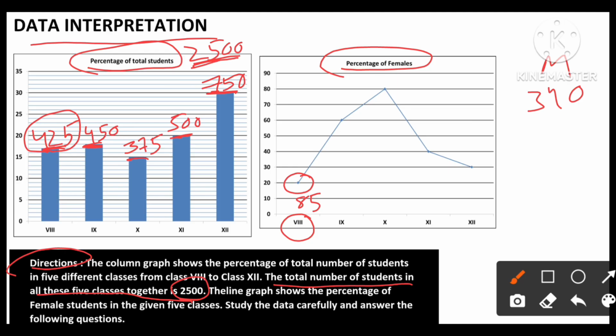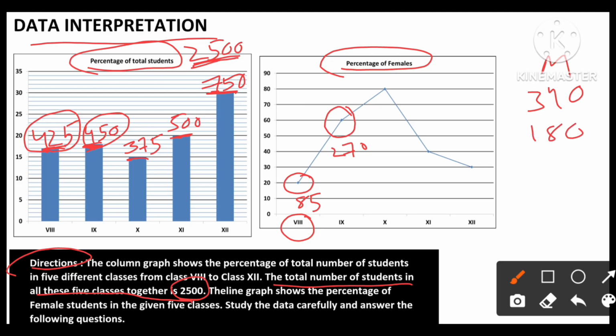Okay, next one, in class 9, 60% are females. 60% of 450 will be 270. So this is 270. So 450 minus 270, number of males will be 180.